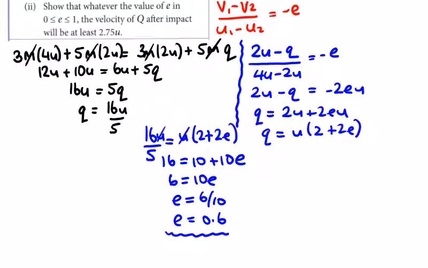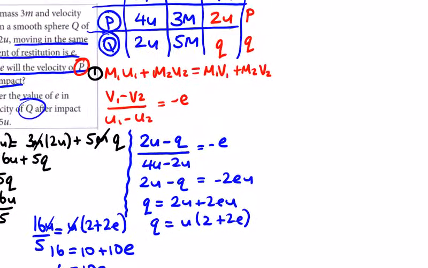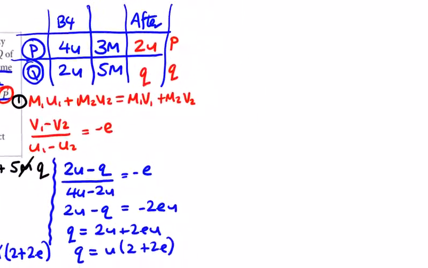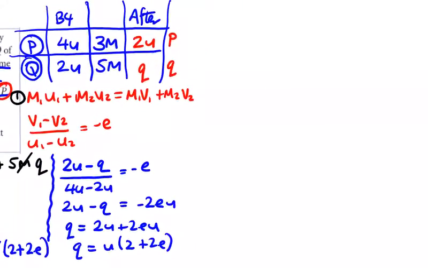Part 2, show that whatever the value of e, in e being between 0 and 1, the velocity of Q after impact will be at least 2.75u. So we need to focus on Q here this time. So regardless of the value of e, we're going to use the p and the q now for speeds afterwards.